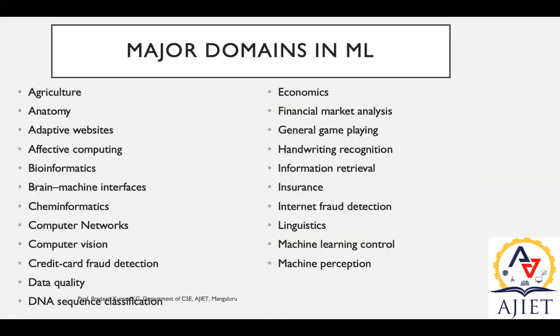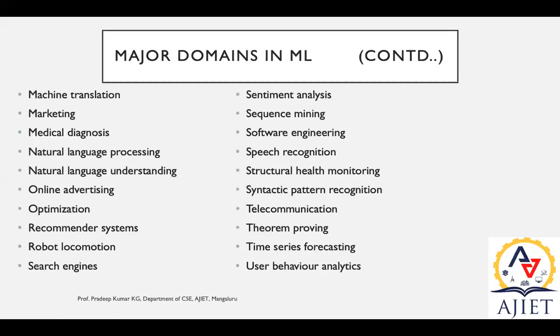And coming to the major domains in ML, these are the various domains where we can have machine learning. On the other side, we can have our sensors in these many domains. Agriculture, where we may have different sensors related to humidity, soil testing, all those kinds of things. Anatomy, adaptive websites, affective computing, bioinformatics, brain machine interfaces, computer networks, computer vision. So many. These are the different domains that we can apply. ML can have machine translation, marketing, medical diagnosis, NLP understanding, advertisement, optimization, so many. So these are the various areas where we can apply machine learning. On the other hand, we can apply IoT as well in the various domains or areas.